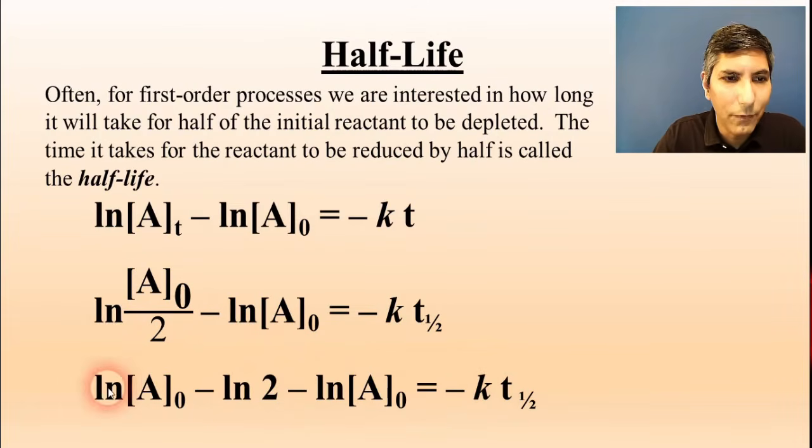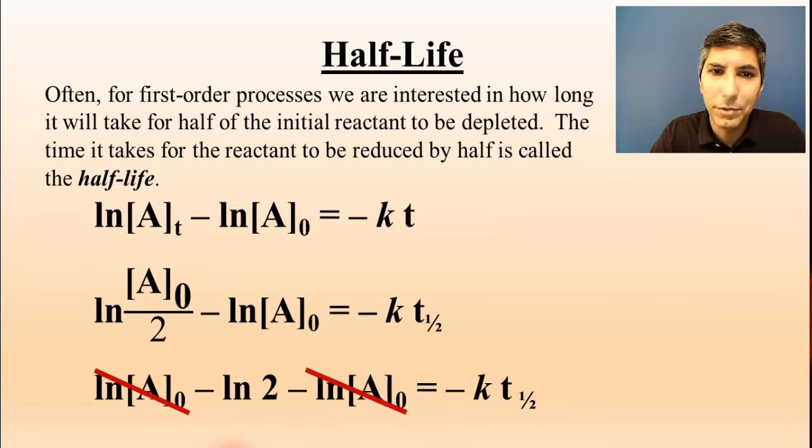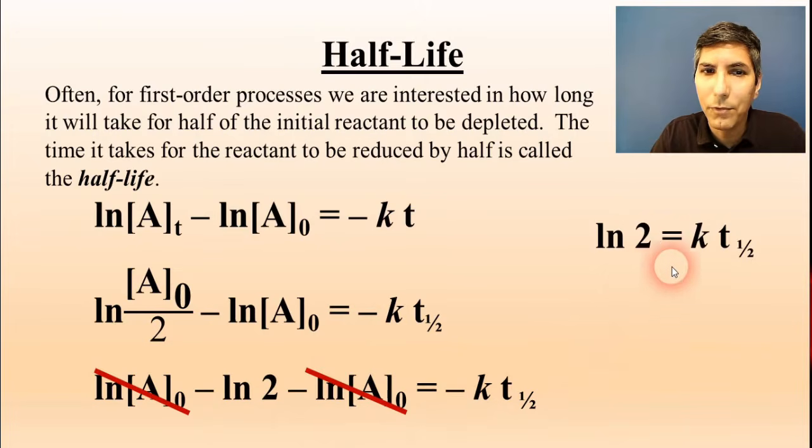Now you might notice that we have natural log of A sub 0 minus natural log of A sub 0. So I can actually cancel those out. And I can do a little sign change here. And what I'm left with is the natural log of the number 2 equals the rate constant times the half-life.